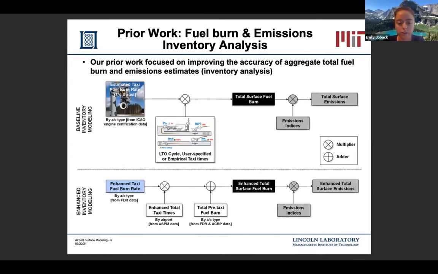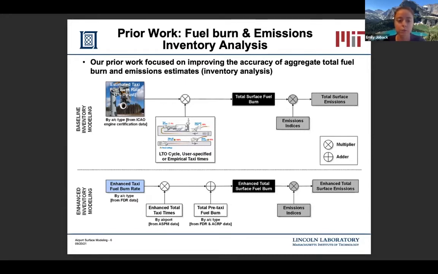So previously, the goal of the analysis was to develop an enhanced prediction for aggregate fuel and emissions estimates on the airport surface. So this top diagram shows the current steps used to calculate these aggregate values in a model like the FAA's AEDT model. So the fuel burn rate is determined by aircraft type, and this value is taken from the ICAO engine certification data bank. And this is multiplied by a taxi out time. And this taxi out time is either taken from the landing and takeoff cycle, which assumes 19 minutes of taxi out, a user specified taxi out time, or empirical data for an airport.